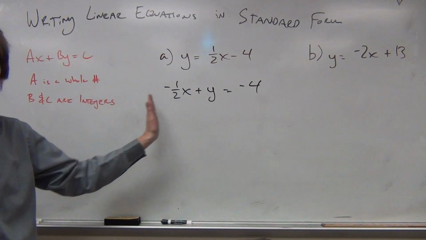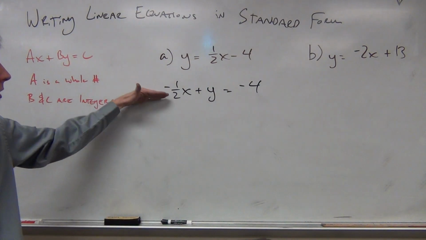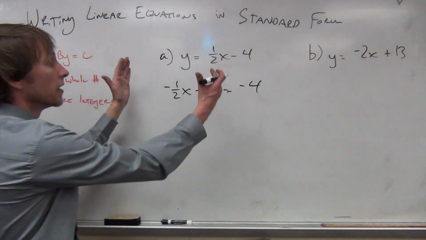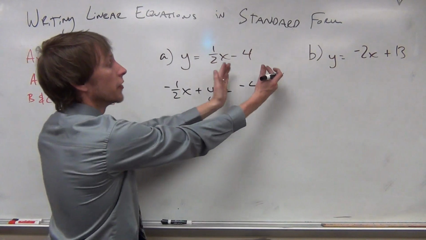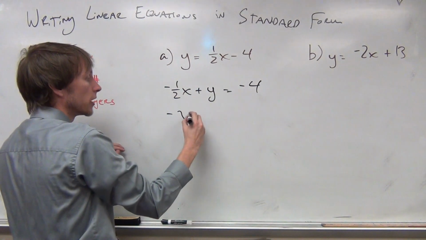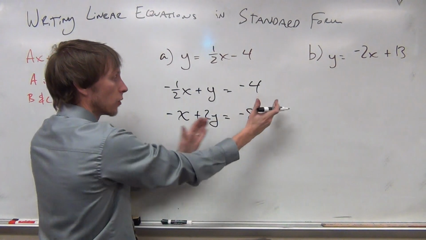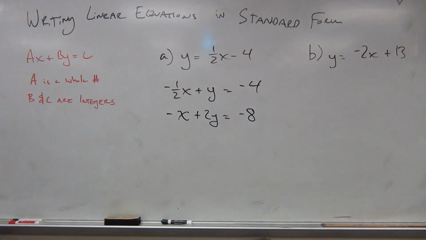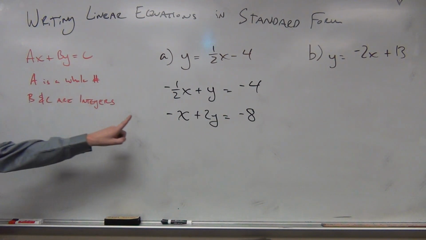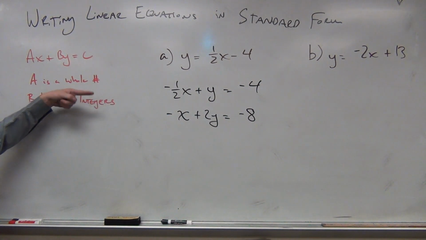Multiply by the denominator of a fraction in an equation will get rid of your fraction. So multiply the whole equation by 2. This side by 2, distribute, and this side by 2. When I multiply this side of the equation by 2, I get -1x + 2y = -8 when I multiply that side by 2. Now, that's great. No more fractions. We should be happy. It says that A is a whole number, though. Well, -1 is my coefficient here, and -1 is an integer, not a whole number.